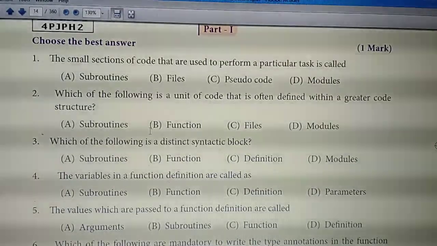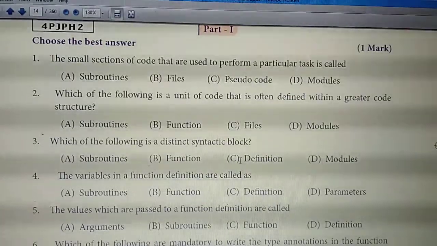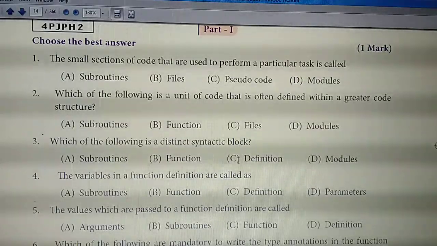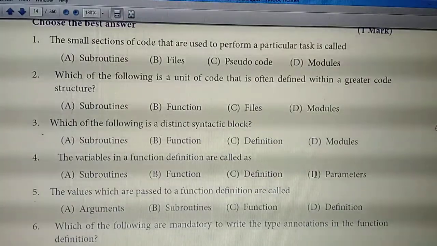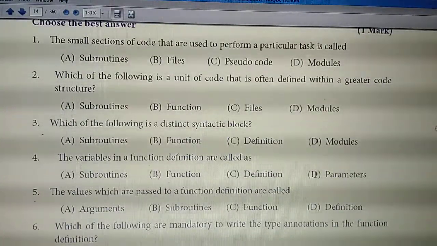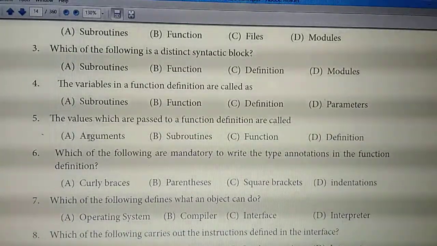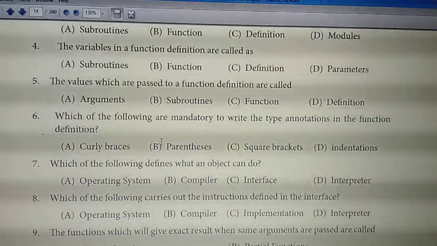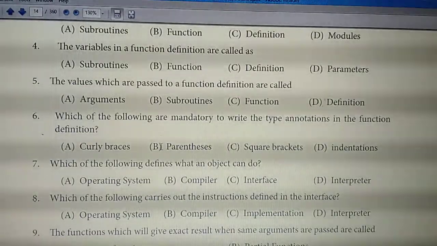Third question answer option C, definition. Fourth question answer option D, parameters. Fifth question answer option A, arguments. Sixth question answer option B, parenthesis.